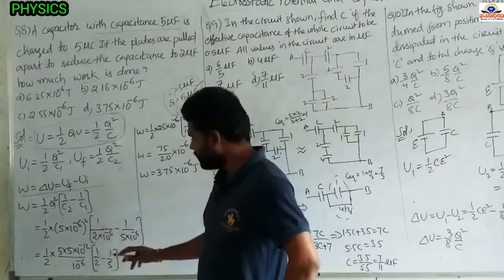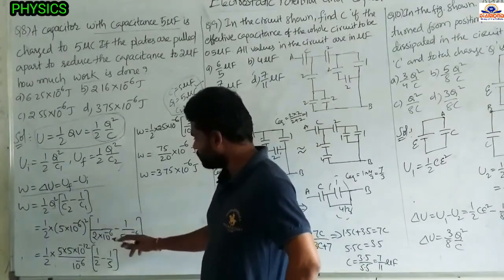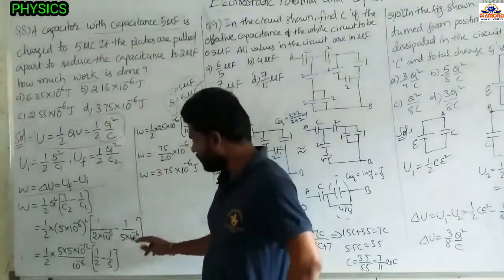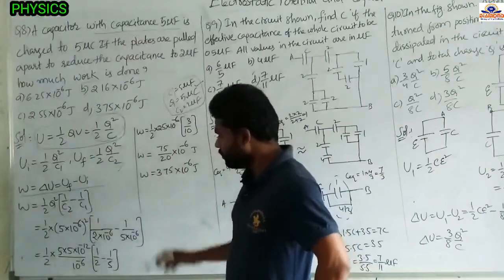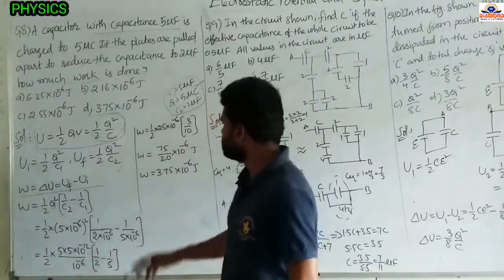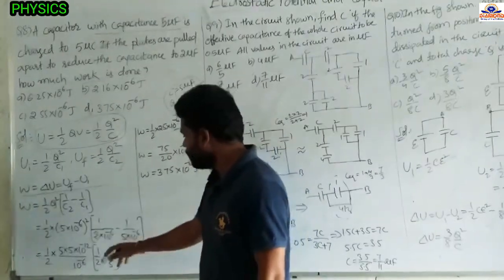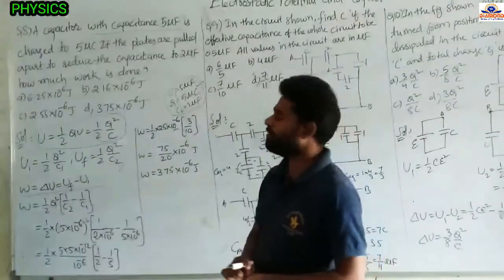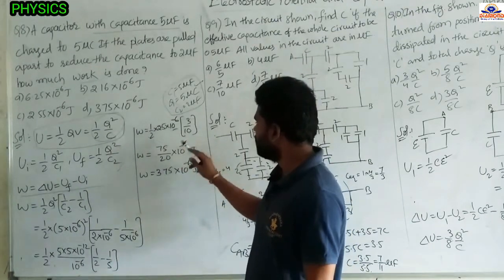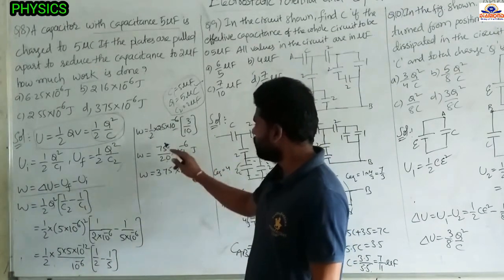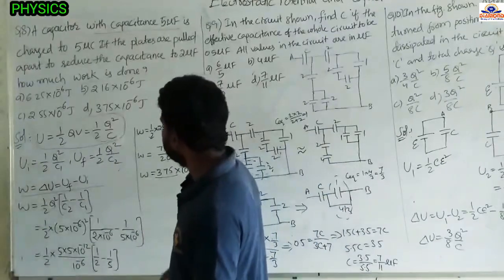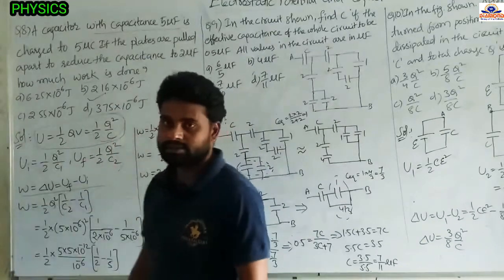In this case, 10 power minus 6 is common in the denominator, so I am taking 10 power minus 6 as common, remaining is 1 by 2 minus 1 by 5. So now here 1 by 2 into 5 into 5, 25, 10 power minus 12 by 10 power minus 6 is 10 power minus 6, 1 by 2 minus 1 by 5. Take the LCM and simplify, we will get 3 by 10. So now 25 into 3, 75 by 2 into 10, 20 into 10 power minus 6. 75 by 20 is 3.75 into 10 power minus 6 joules. So work done equals 3.75 into 10 power minus 6 joules.